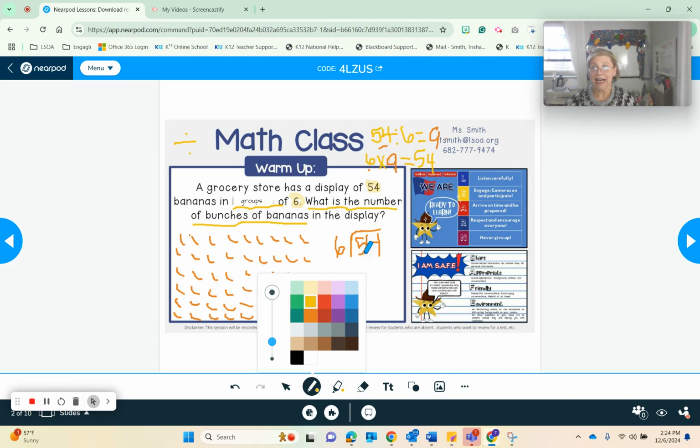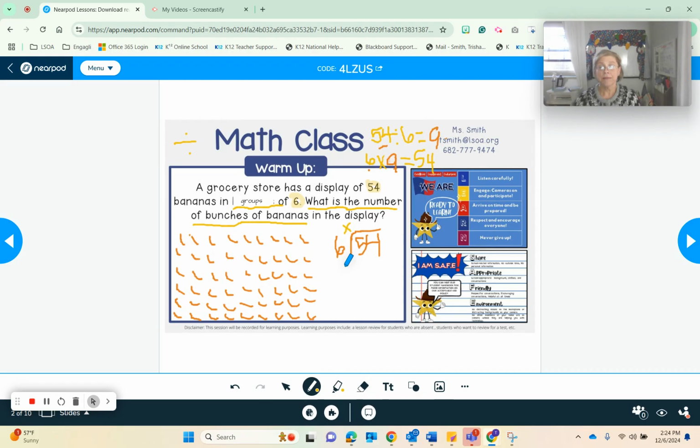I'm going to change my pen color. So 6 times, and the way we're doing this, you're kind of dividing, but you're using your multiplication. So you're going to look at 6 times, and you're going to go to the first number. 6 times what equals 5? Or can 6 divide into 5? No. Why not? Because 6 is larger than 5.